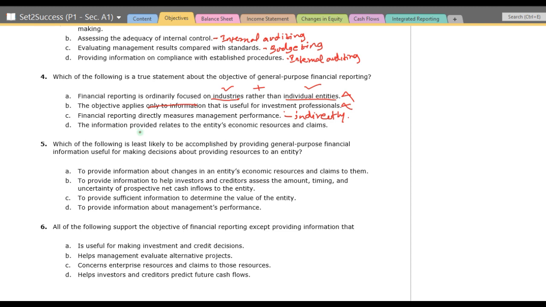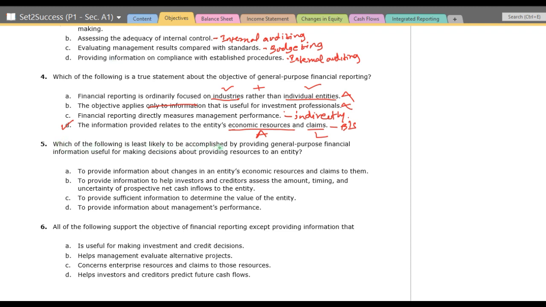The information provided relates to an entity's economic resources and claims. Economic resources are your assets and claims are your liabilities. So, this is a true statement about the objective of general purpose financial reporting: the information provided relates to your economic resources and claims, which is your balance sheet. Next.